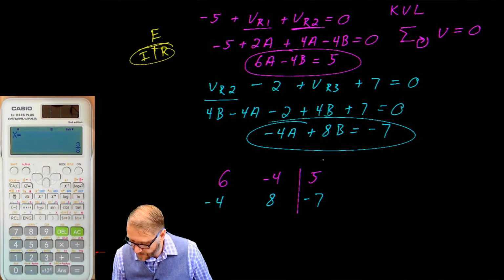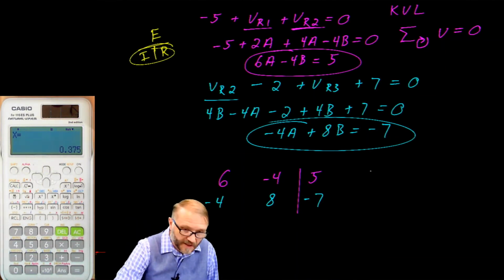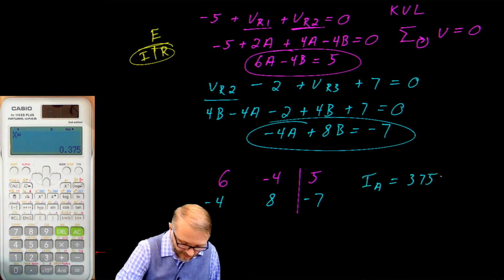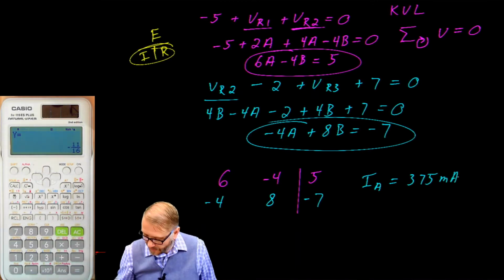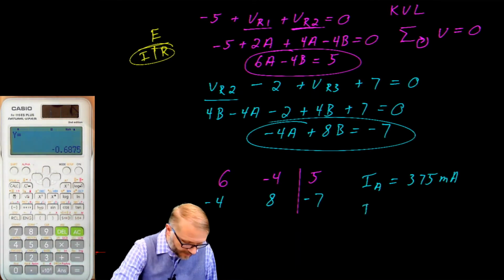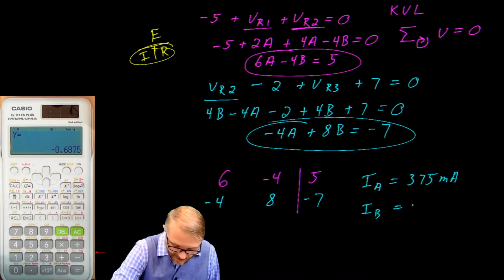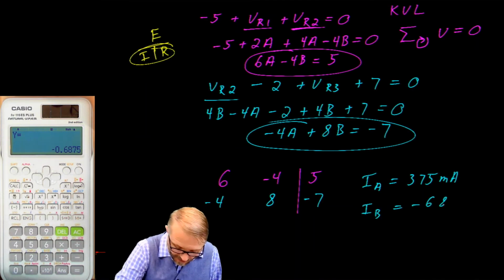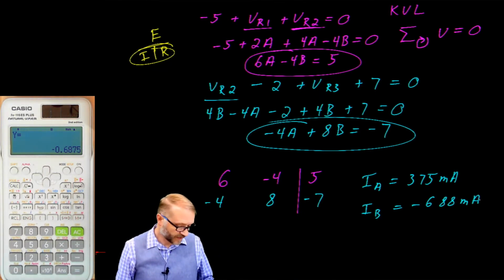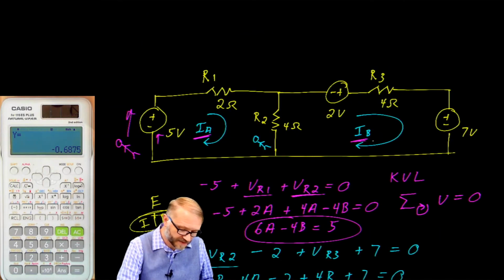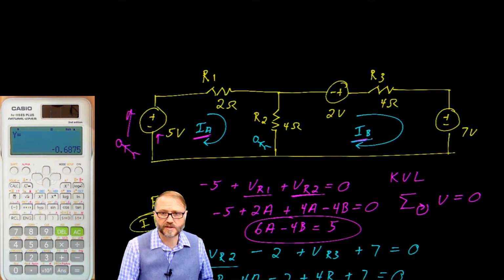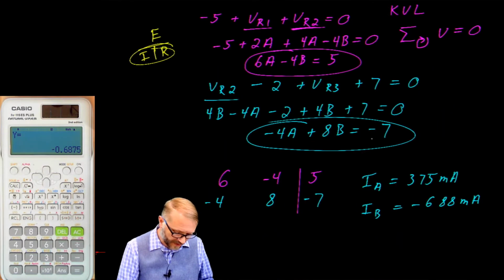Then you push equals. The first number there is your current A, which is equal to 375 milliamps. Hit equals again. This is your current B. So current B is negative 688 milliamps. That negative number, by the way, implies that the current isn't actually going in the direction that you assumed it is. The actual current is going counterclockwise in this case. But that's okay. We just be aware of that as we move on.